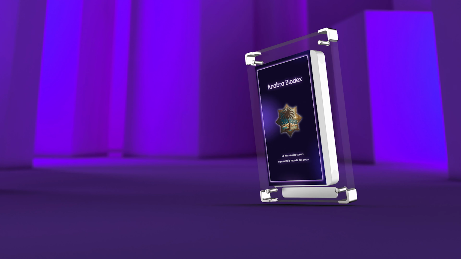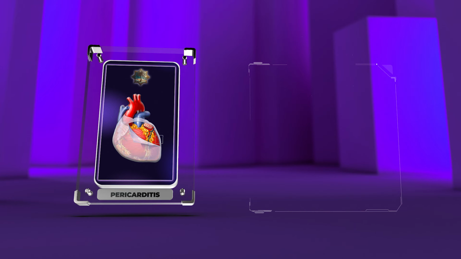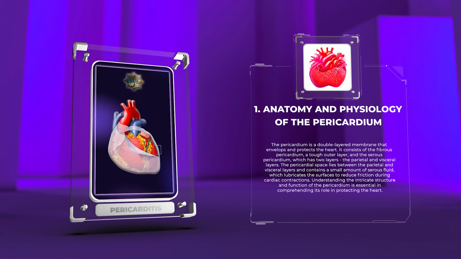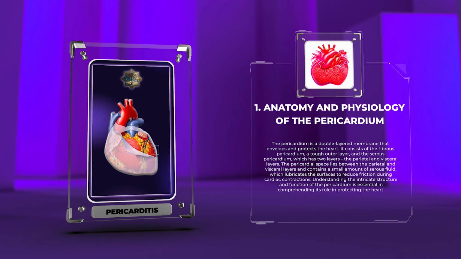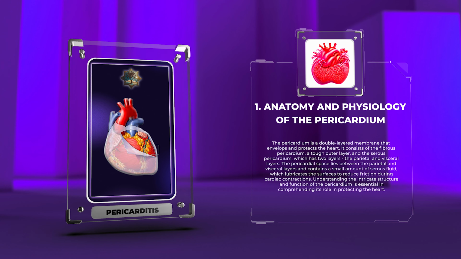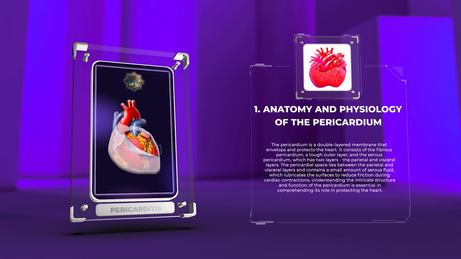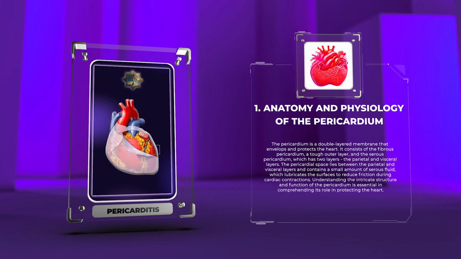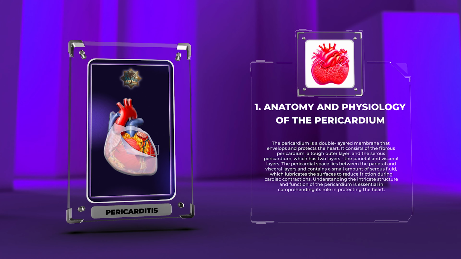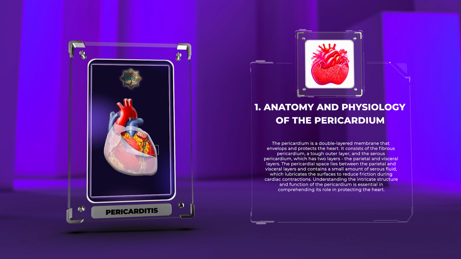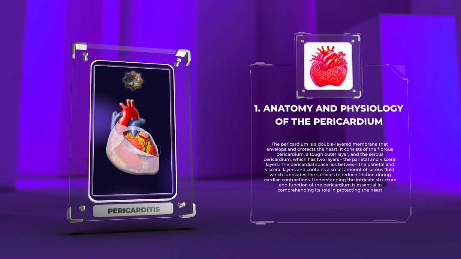The pericardium is a double-layered membrane that envelops and protects the heart. It consists of the fibrous pericardium, a tough outer layer, and the serous pericardium, which has two layers, the parietal and visceral layers. The pericardial space lies between the parietal and visceral layers and contains a small amount of serous fluid, which lubricates the surfaces to reduce friction during cardiac contractions. Understanding the intricate structure and function of the pericardium is essential in comprehending its role in protecting the heart.